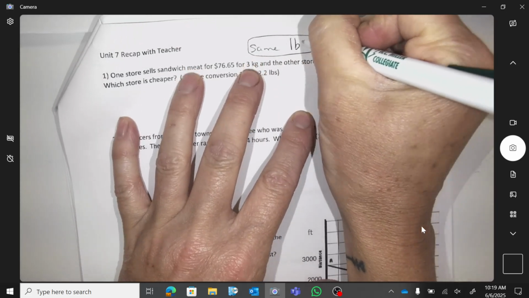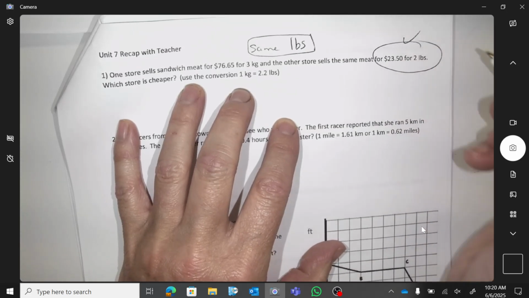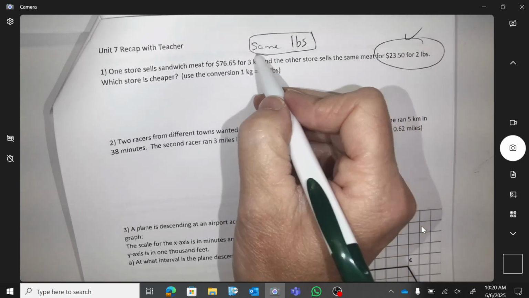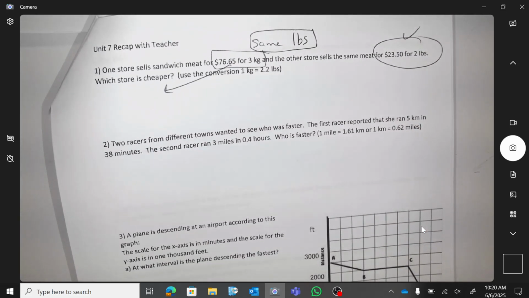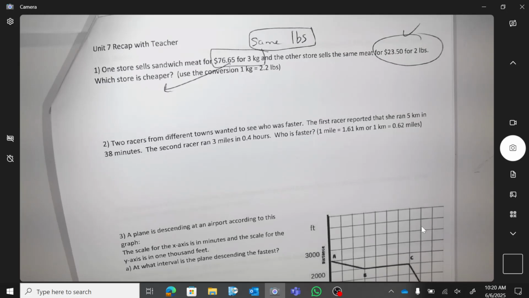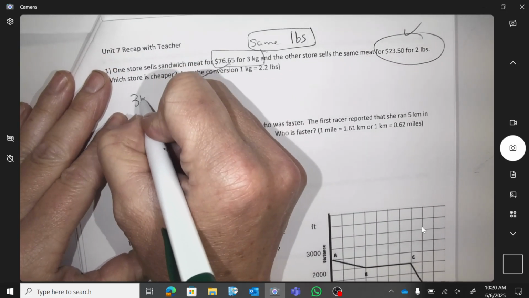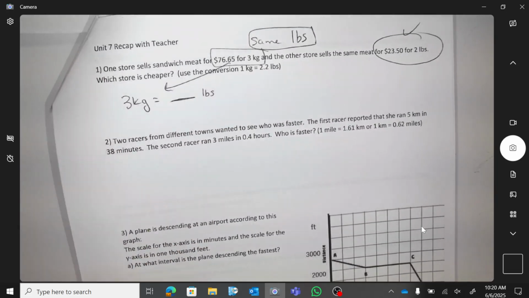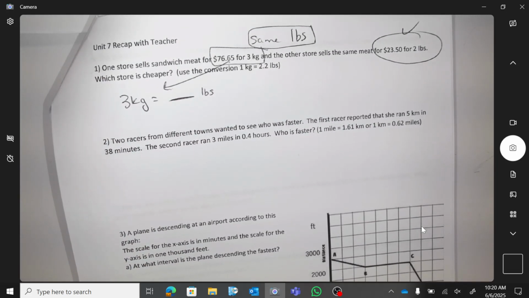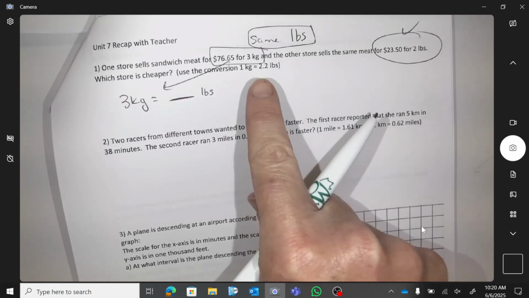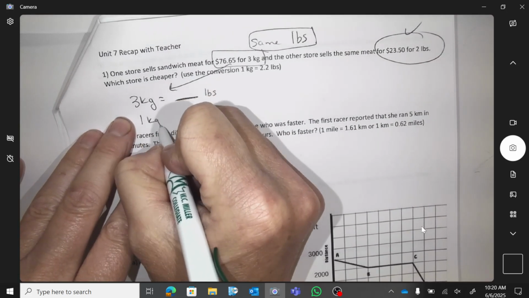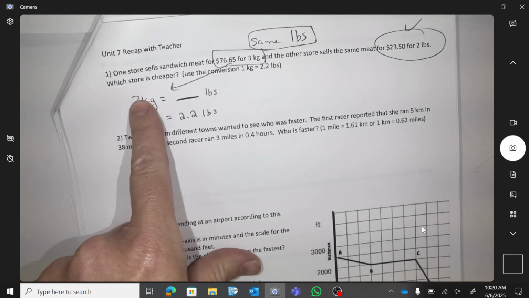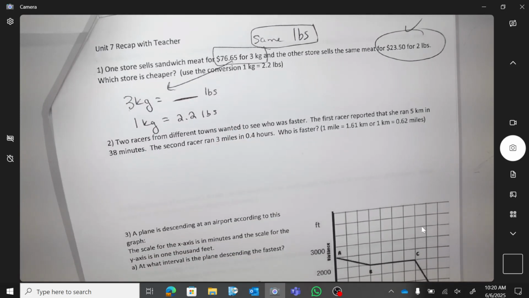Okay. So this, we don't have to do anything with that right now. Let's grab that. So here's my first thing. I'm going to go 3 kilograms is going to be how many pounds? I'm going to figure that out. And what do I know? It gave me it. 1 kilogram is 2.2 pounds. So this is what I have and I want to get. And this is the note. I know that.